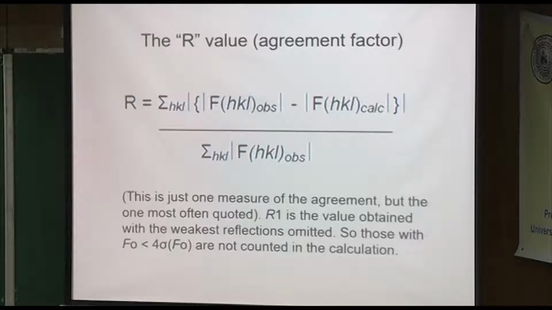Usually when people say R, just R, they mean this one, R1, which is unweighted, but it is scaled. You could say I is greater than 2 sigma of I, or you could say FOBS is greater than 4 sigma FOBS, whatever you want. They're saying the same thing. You're basically throwing away the weakest ones, and it gives you a better looking number than if you don't throw away the weakest ones. So everyone likes that one. From time to time they've tried to get rid of this, but everyone loves R1, so it's not going to go away.